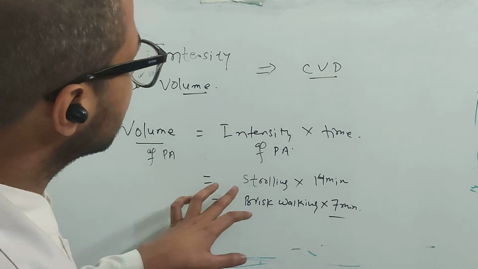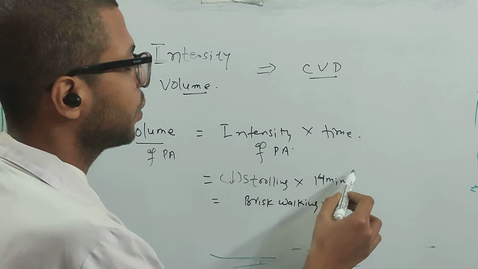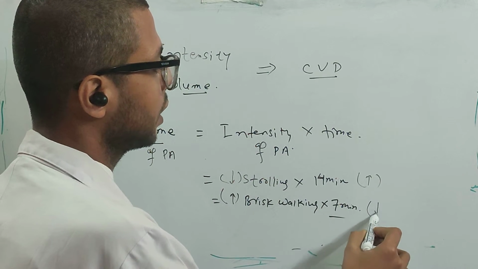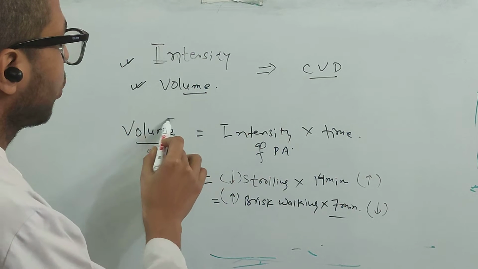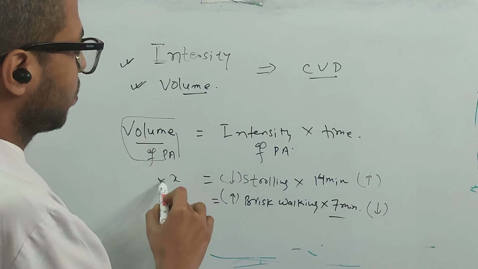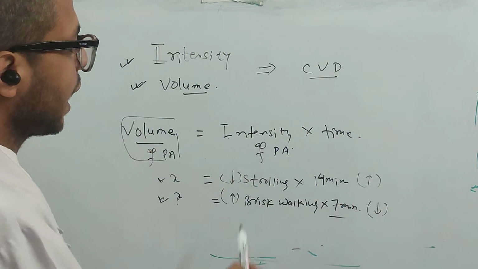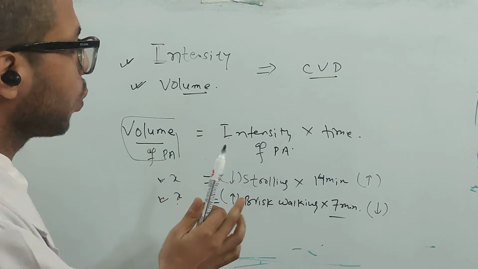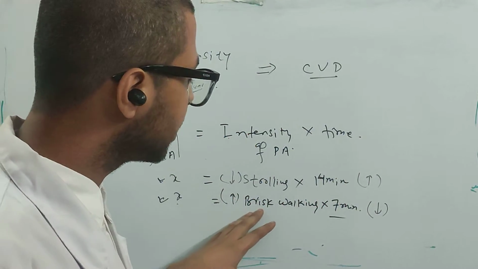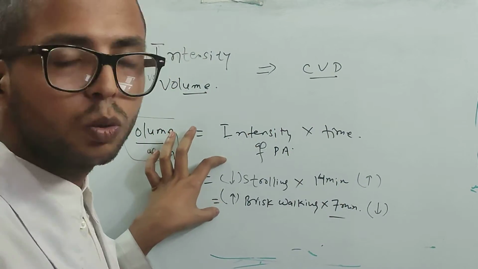Here you can see the intensity of physical activity is low and the time duration is more. Here intensity is more but time duration is less. But the volume of physical activity is the same in both groups of persons. So volume is the same, but one is less intense and the other is more intense physical activity. I have given you this example because the research article gave this example, and they found a significant difference between these two categories of people.